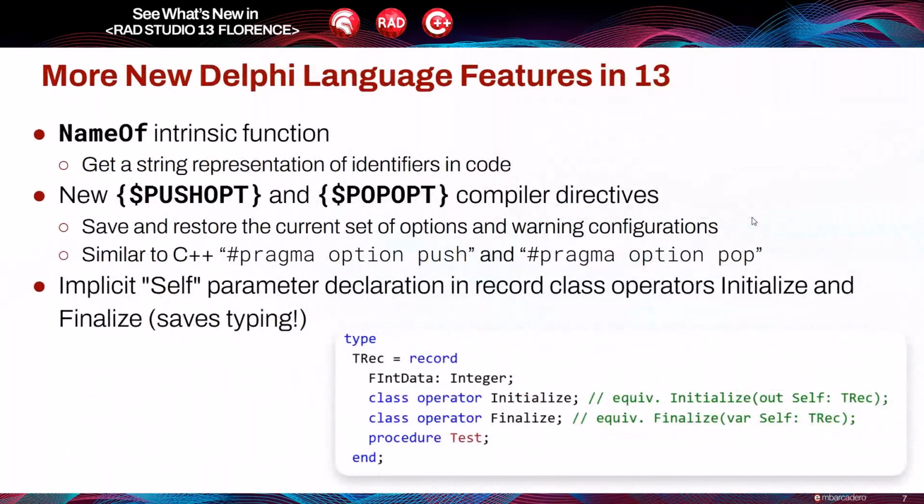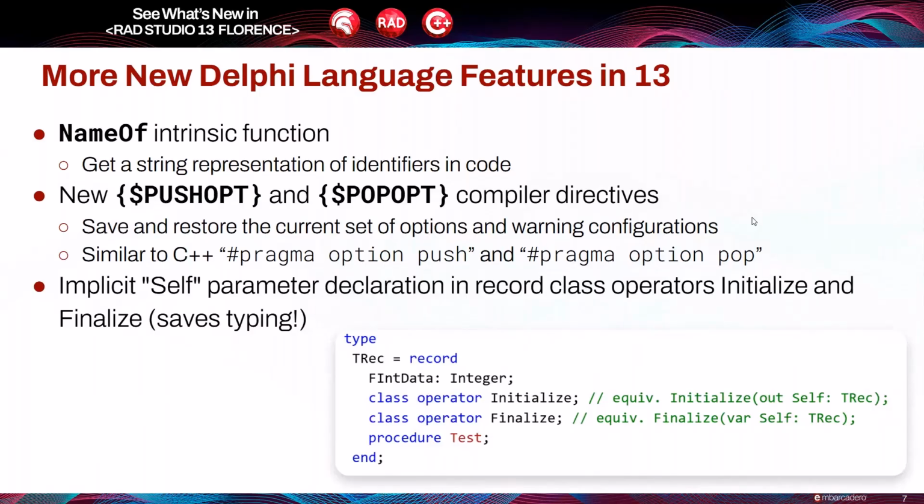We also introduced NameOf. If you're familiar with .NET, probably you know how powerful NameOf is. Usually if you're creating REST APIs and stuff like that, it's used to return a string representation of the identifier you want.